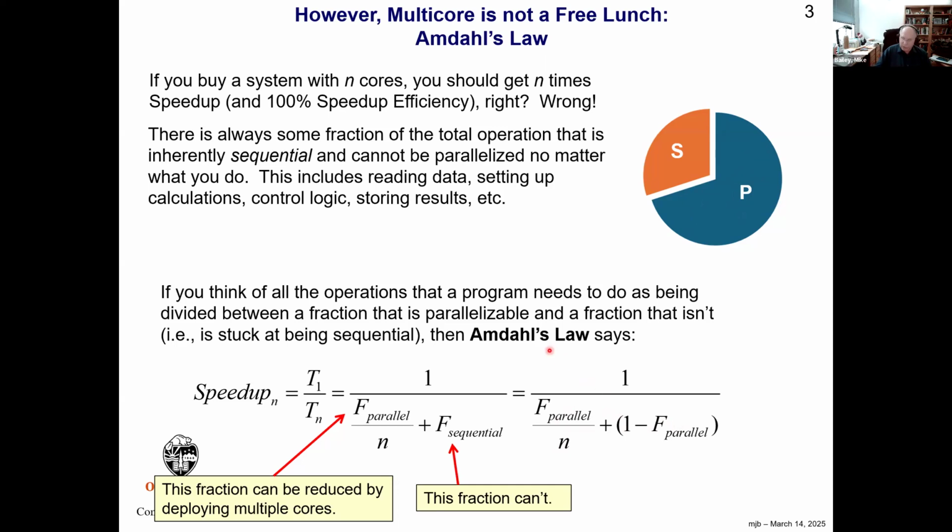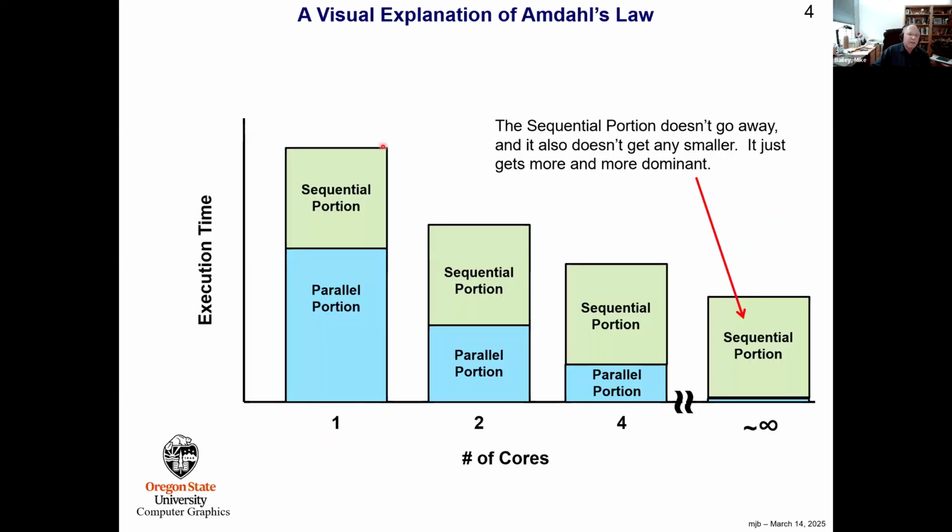And so here's what's going on. If this is the sequential part and this is the parallel part, with 1 core, here's the execution time. And what's in the sequential part? Well, you got to get the program started. You've got to set up some local variables on the stack. You've got to maybe read in data. But when you're down to the computing, yeah, that can be parallelized, but that other stuff can't.